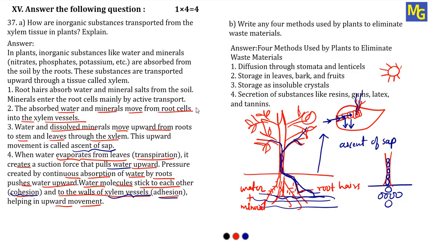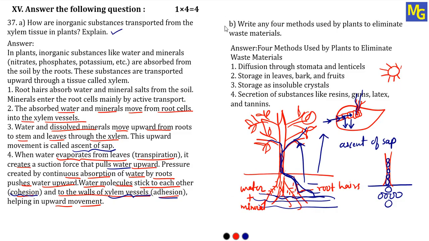So with all these steps, with all these processes, it will help the water to move from the soil to all parts of the plant. So this is the answer for this question. Here they have asked to explain, so we have to write all these points. And whenever such a type of question is asked in the exam, remember, don't write in paragraph. Try to write in points or bullets, so it will be easy for the examiner to read and to give the marks.